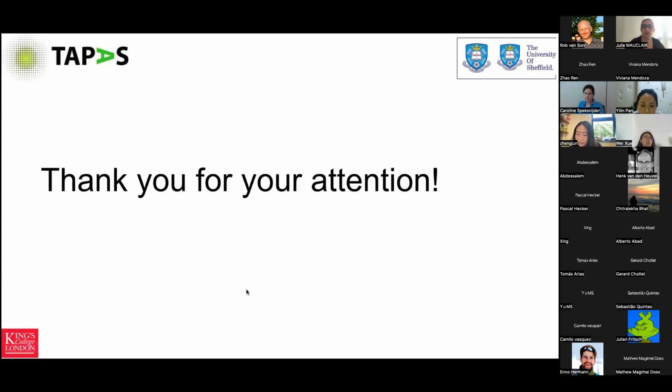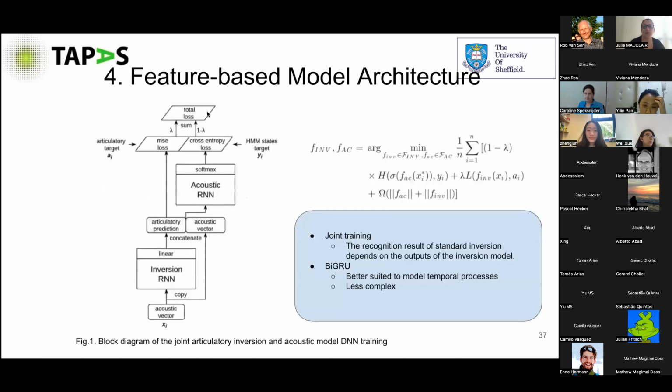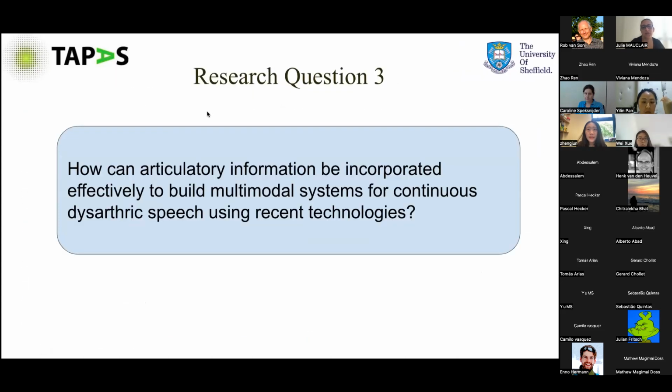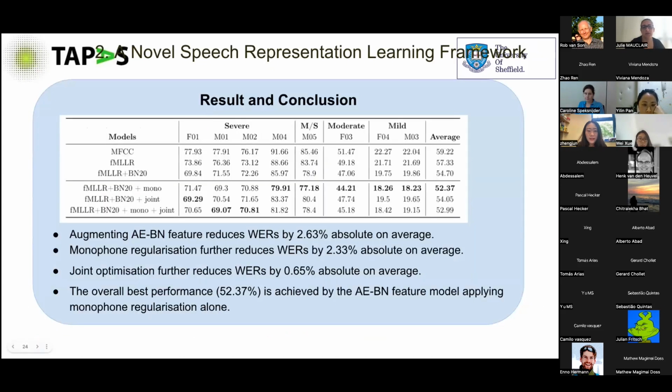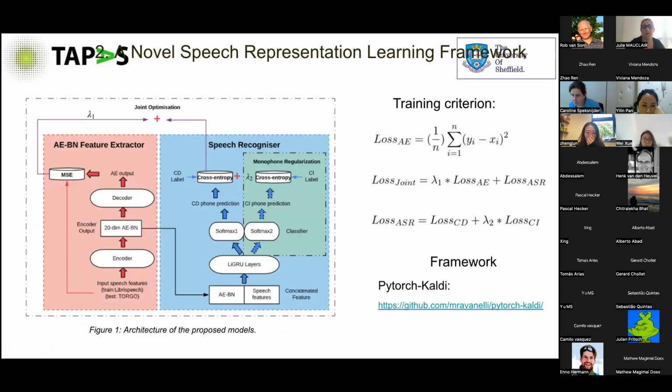I have a question on your contribution number 2, because on your slides you just mentioned at the end that it's transfer learning. I didn't see it in your architecture. Did you only test on Torgo, or is there a pre-training on LibriSpeech? I didn't get that point.